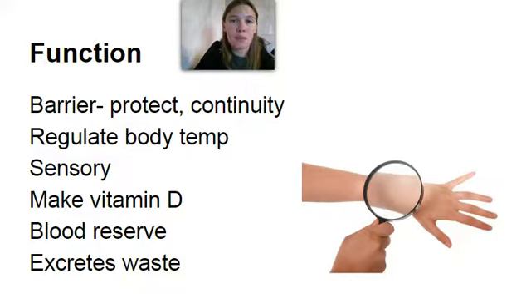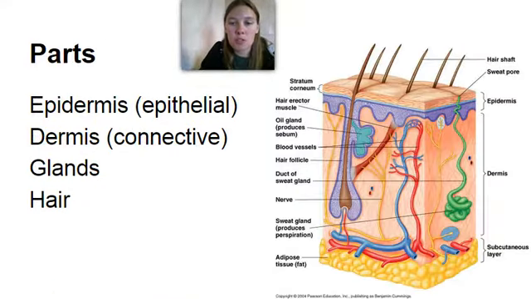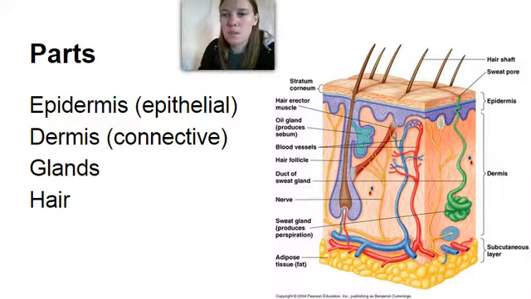Skin can hold up to 5% of our blood in our bodies, and so that acts as an important function as well. And I already kind of mentioned this with the protection, but it will get rid of waste in our bodies. So let's talk about the different parts of the skin.